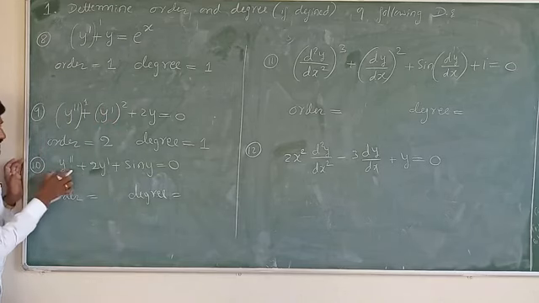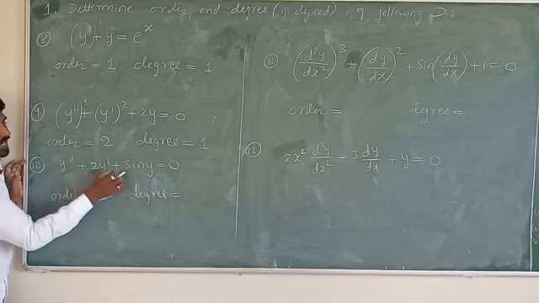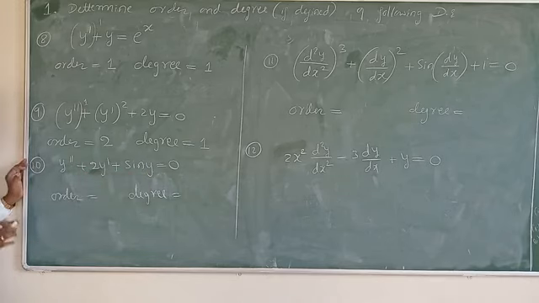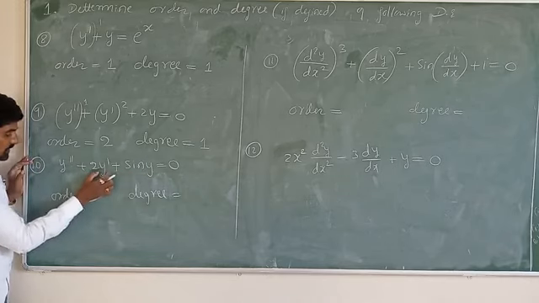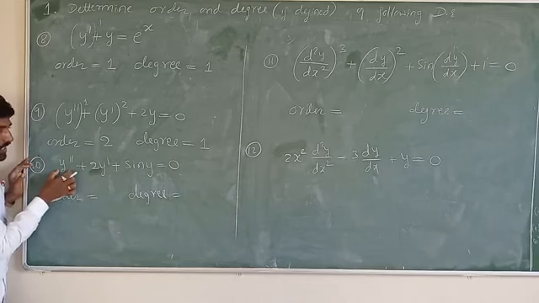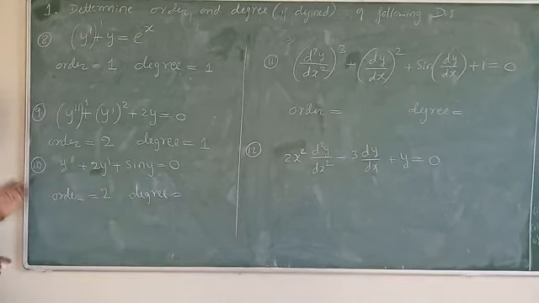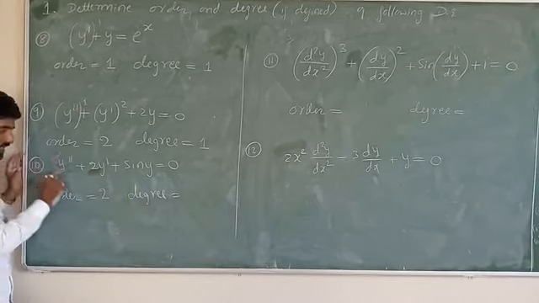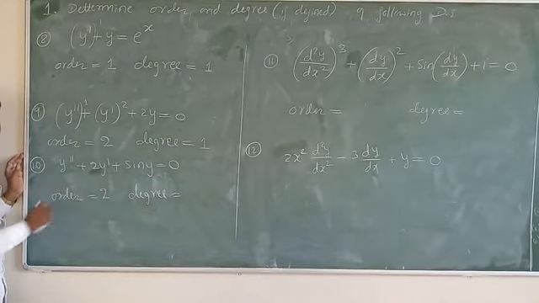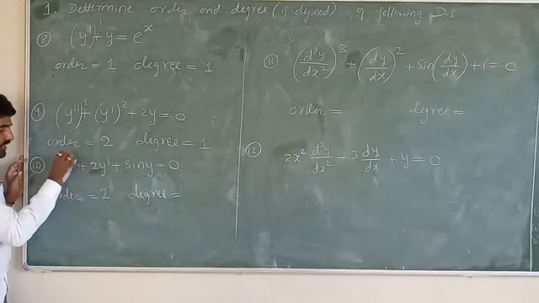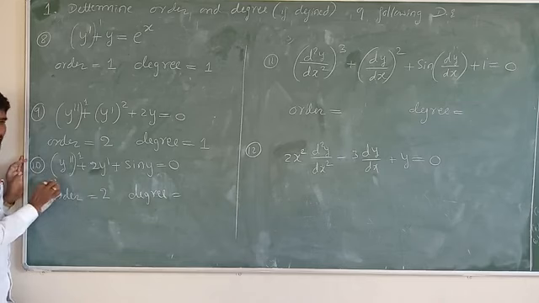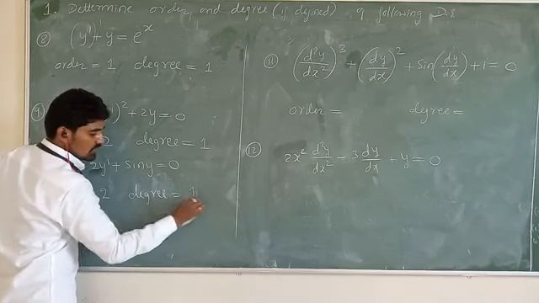Now the 10th question is y double dash plus 2y dash plus sin y is equal to 0. So this is the first order derivative and this is the second order derivative. Among these two the highest order is second order. Therefore the order of this differential equation is 2. This differential equation is a polynomial in derivatives. Therefore the power of the highest order derivative is 1. Hence the degree is 1.